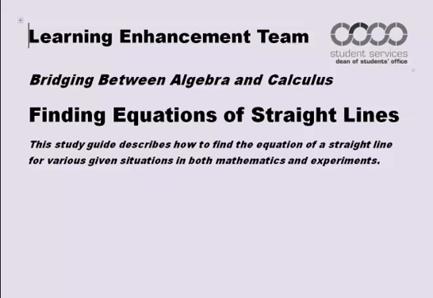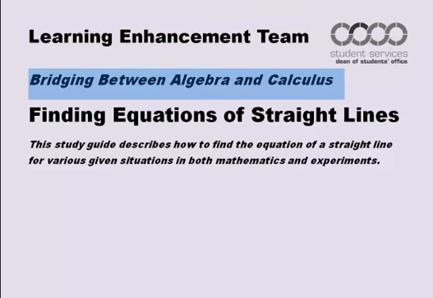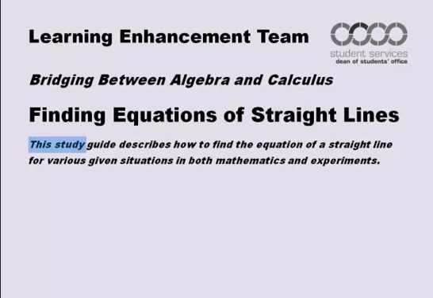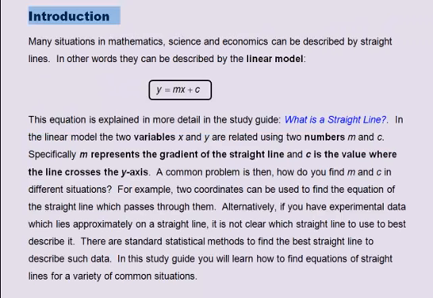Welcome to a webcast made by the Learning Enhancement team based in the Dean of Students office at the University of East Anglia. This webcast is part of the Bridging Between Algebra and Calculus series and concerns finding equations of straight lines. This study guide describes how to find the equation of a straight line for various given situations in both mathematics and experiments.